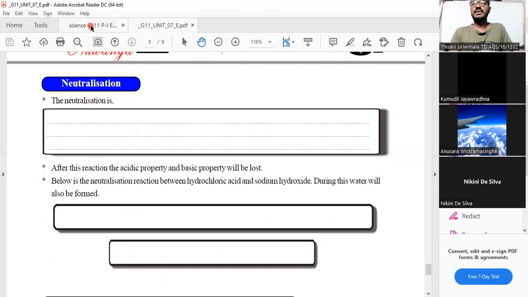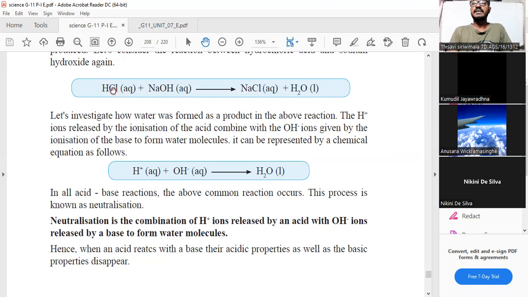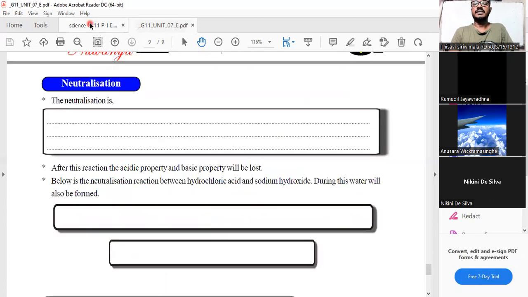Those are the two equations to write there. In the long box put HCl plus NaOH gives NaCl plus H2O, and the formation of water molecule in the line below. So these two blue color lines are what you have to write there. Right. We can start now.